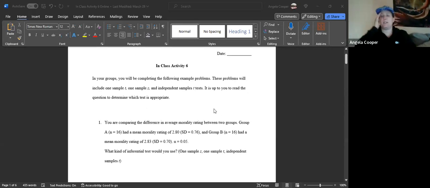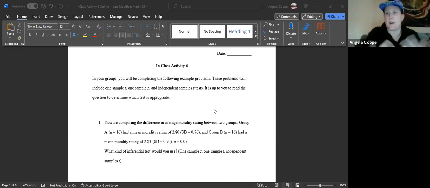But essentially, it's going to be the same as it was for last week's activity, except now the problems include independent samples t-tests as well. So just some things about independent samples t-tests.